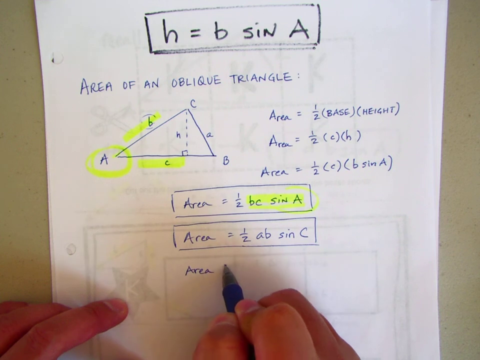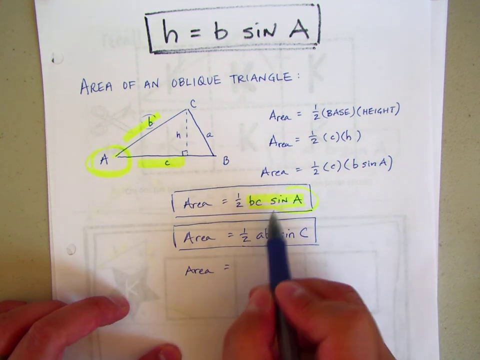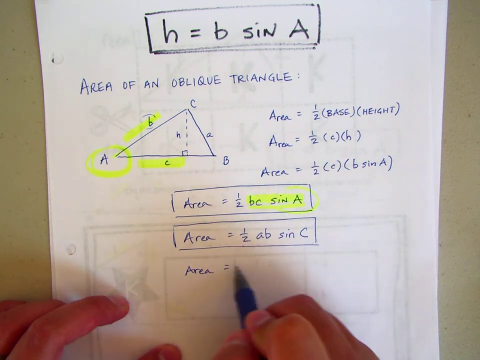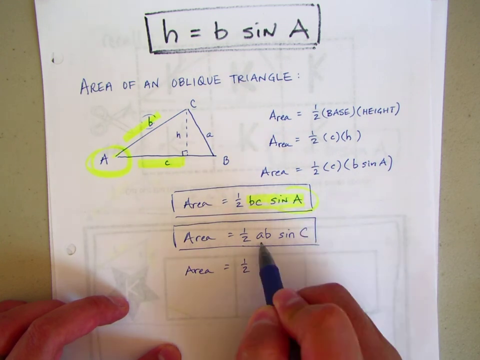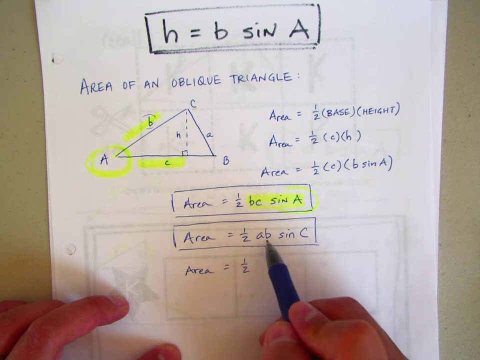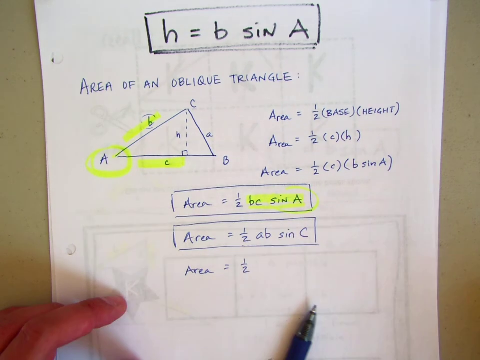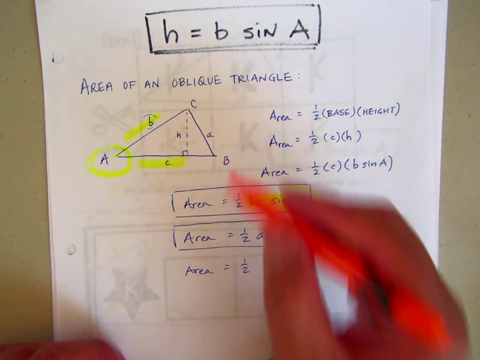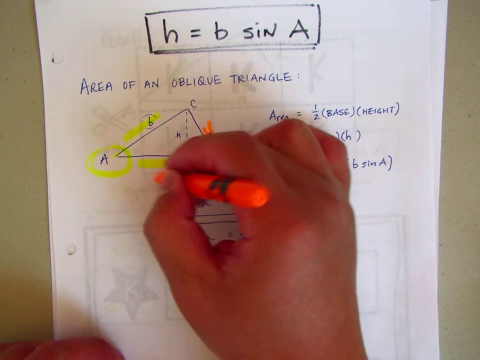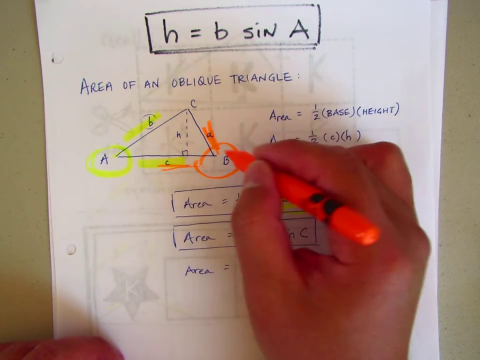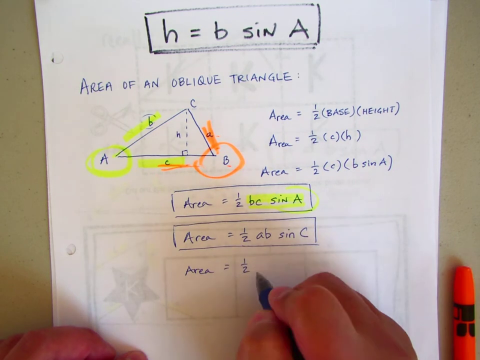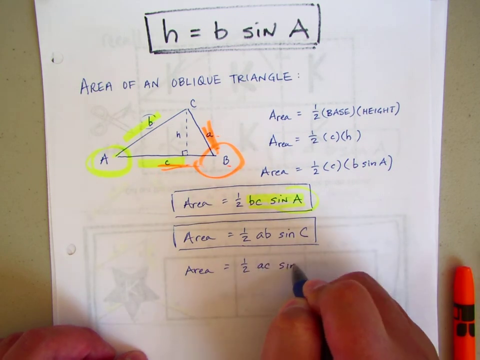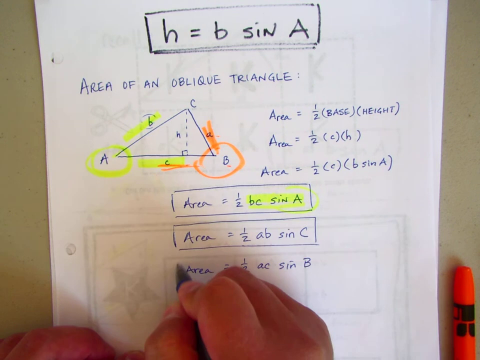You'll see I use all three letters, A, B, and C. It's just one of them is going to be sine of the big letter, and then the other two little letters, the sides. Or if I just look at it here, it's going to be two sides and the intercepted angle. So AC sine of B.